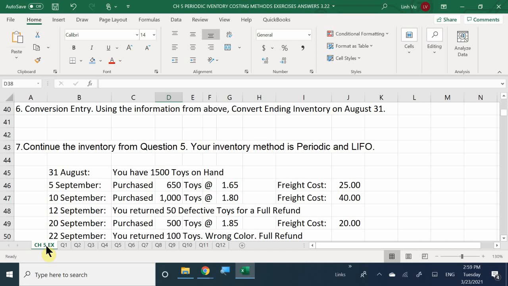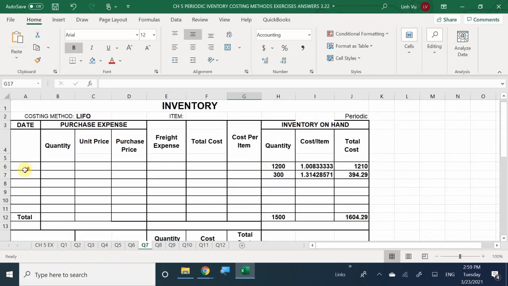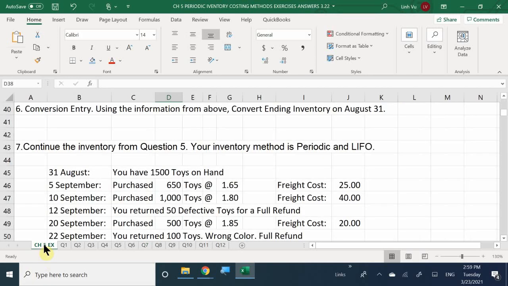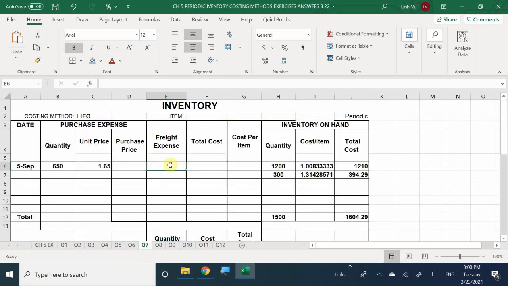Okay, so what happened on September 5th? Purchased 650 toys at $1.65, with a freight of 25. So, question number 7. It is September 5th. We bought 650 toys at $1.65 with a freight of 25. Okay, so I'm going to format my cells real quick.